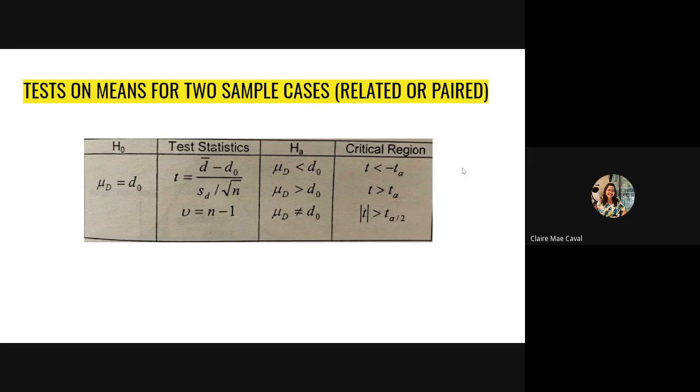So, test on means for two-sample cases. These are cases that are related or paired. For example, like the one in your module, related sample cases, like an exercise therapist measured the heart rates of 15 randomly selected patients. The patients were then placed on a running program, and their heart rates were measured again after a week. The results are as follows. So here, you're comparing the heart rate before and the heart rate after. You may use t-tests for related or paired samples. Okay?